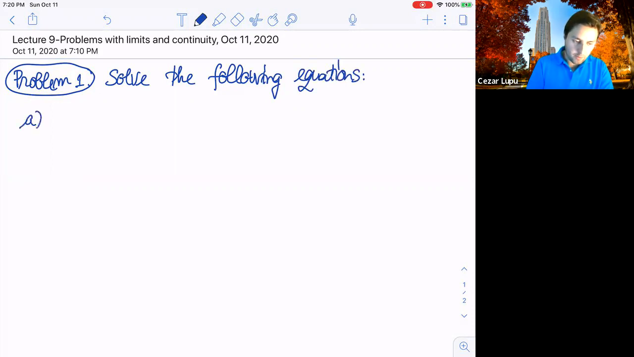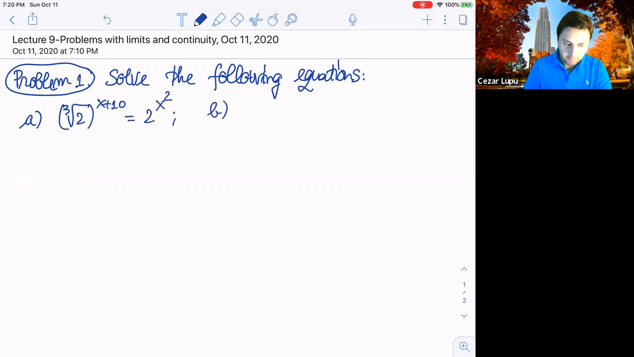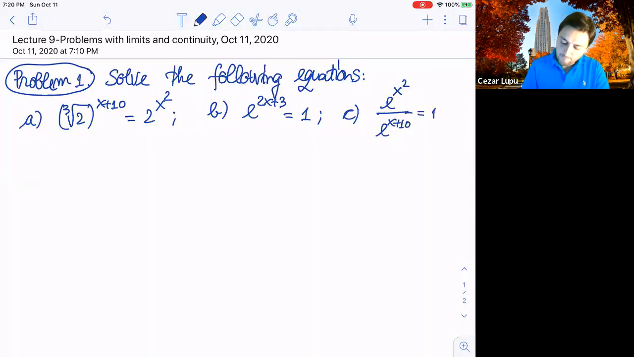The first one was the cube root of 2 raised to the power x plus 10 equals 2 to the power x squared. The second one was e to the power 2x plus 3 equals 1. And the last one was something like this: e to the x squared over e to the x plus 10 equals 1. So we will solve these three equations, and I started doing so in the previous video, but let me do it again.